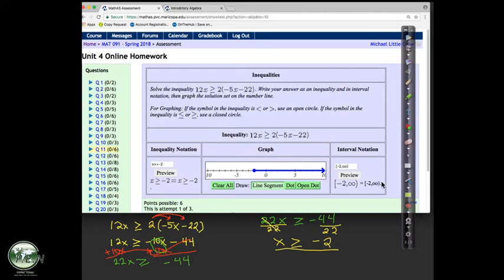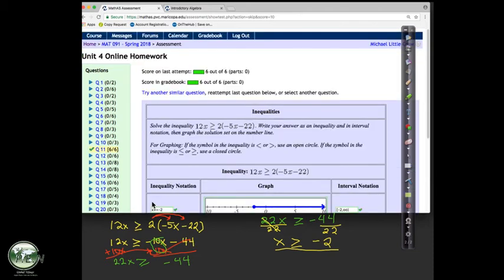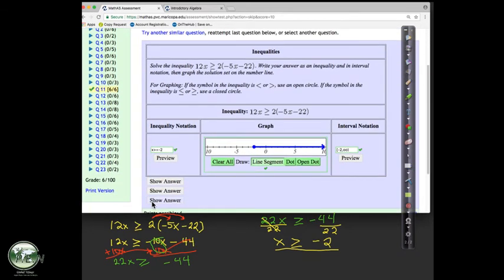Hit that, gives us that, and then we just need to submit it, and it'll tell us whether we're right or wrong. You think we're right? I hope so. There we go. We get it all. Does that kind of answer your question?